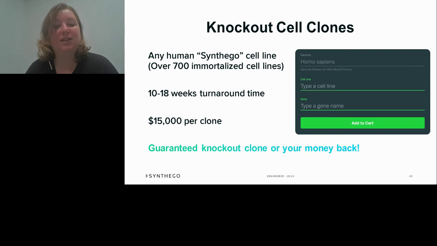So our knockout cell lines are available, again, in those 700 immortalized human cell lines, and the turnaround time is longer because of that clonal process. The price point is also higher at $15,000 per clone, and this is really attributed to how long it takes to be able to get that clonal cell line.